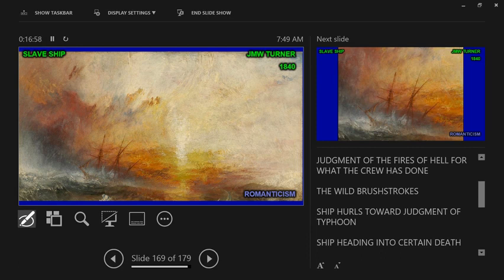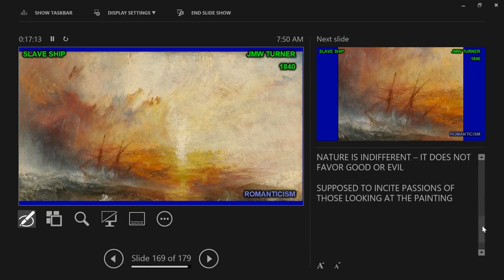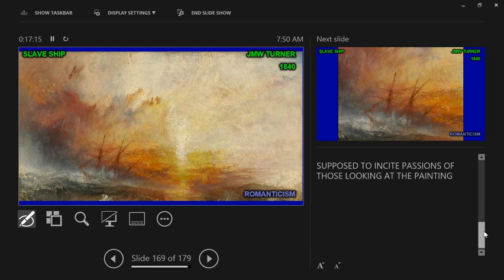Very wild brushstrokes, and the ship hurls towards the judgment of the typhoon. The ship is heading into certain death. The storm will consume the ship as well as the slaves. And nature is indifferent. It does not favor good or evil. It's supposed to incite the passions of those looking at the painting. So the storm will consume the ship and the slaves. You just can't fight nature.